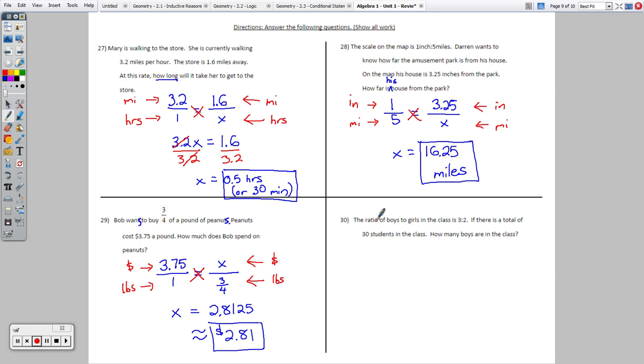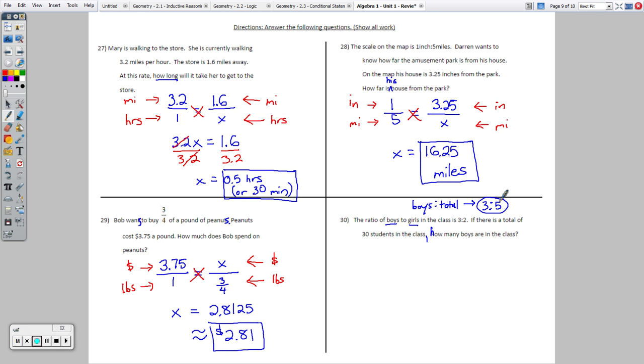And then number 30, the ratio of boys to girls in the class is 3:2. If there is a total of 30 students in the class, how many boys are in the class? So if there's a 3:2 ratio of boys to girls, that means the ratio of boys to total would be 3:5. So for every 5 kids in the classroom, 3 of those are boys.